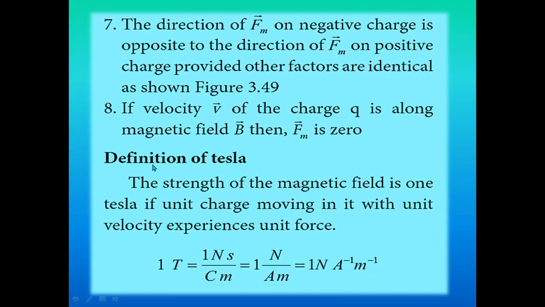Once again, repeat the definition of Tesla. The strength of the magnetic field is 1 Tesla if a unit charge moving in it with unit velocity experiences unit force. That is nothing but the definition of Tesla.